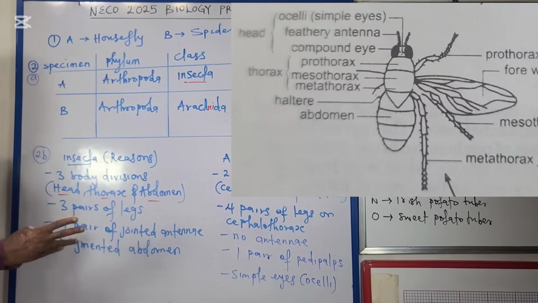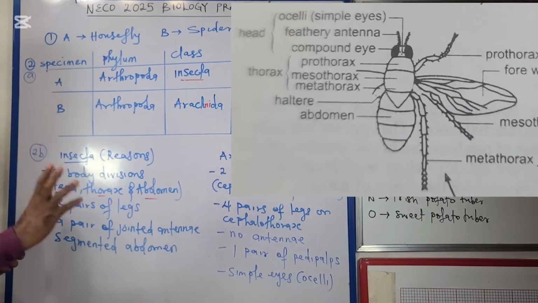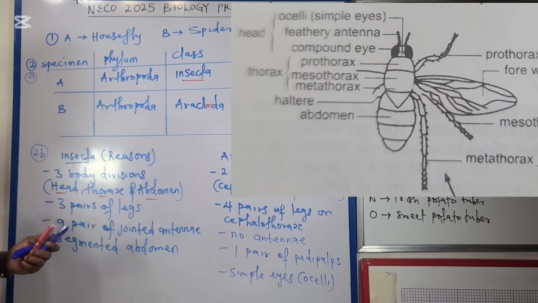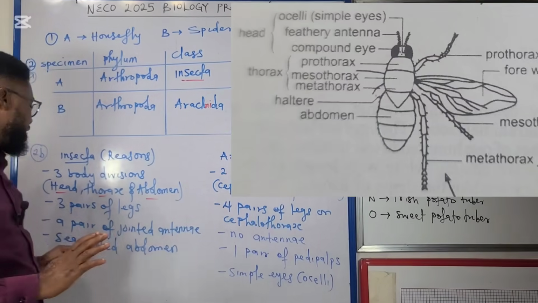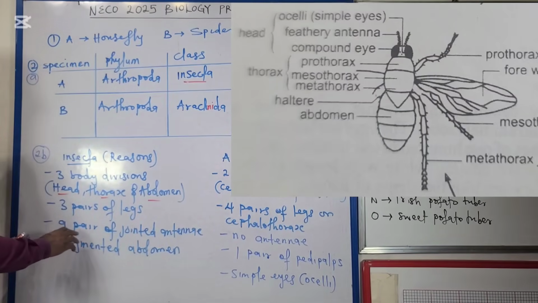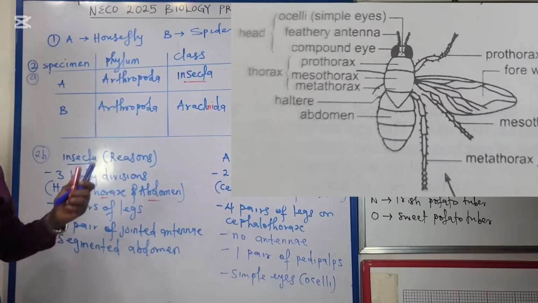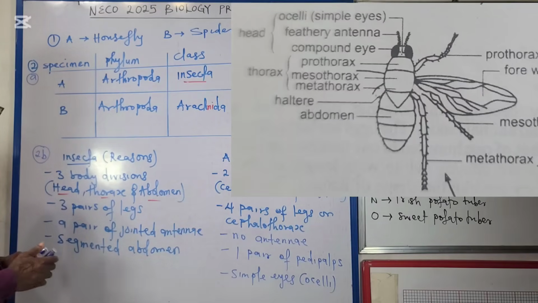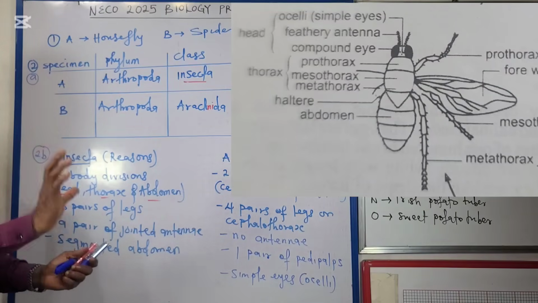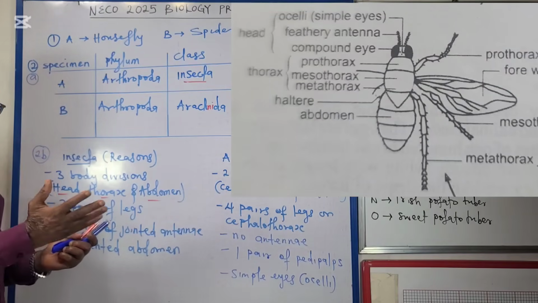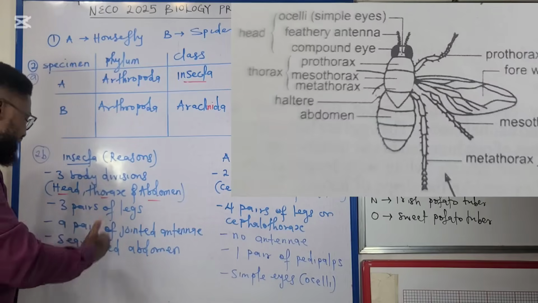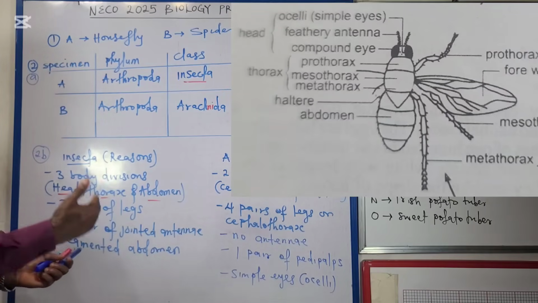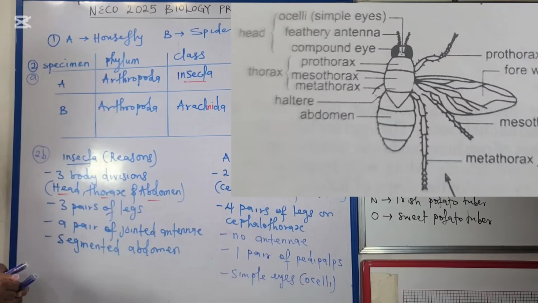It has three pairs of legs, three pairs of walking legs, and that's a common feature or characteristic of the class Insecta. It also has a pair of jointed antennae. Yes, for sensitivity, it has antennae, and it also has a segmented abdomen. When you look at the diagram on your screen, the abdominal region towards the ending part is segmented. The body is divided into various equal segments.